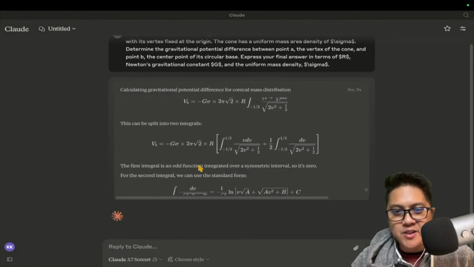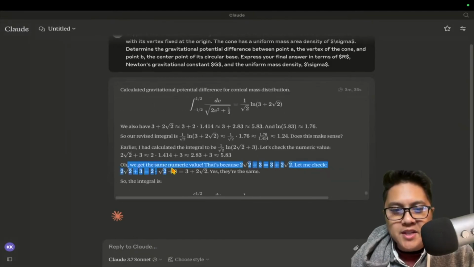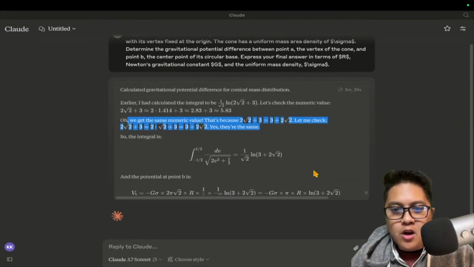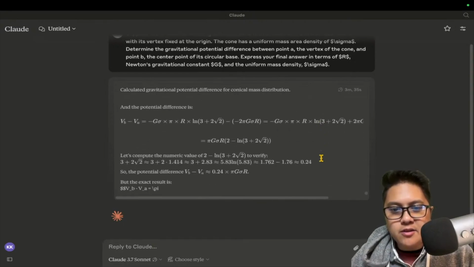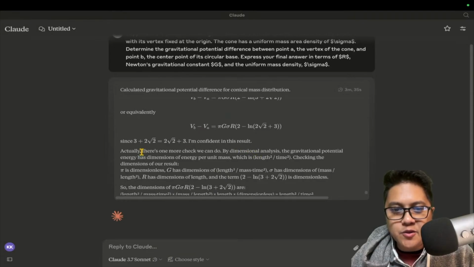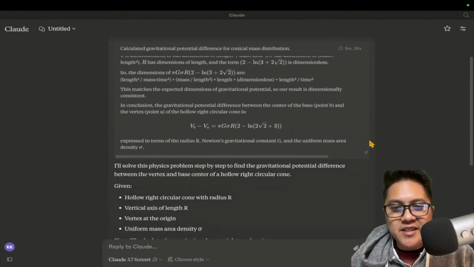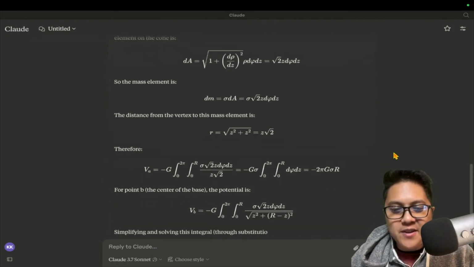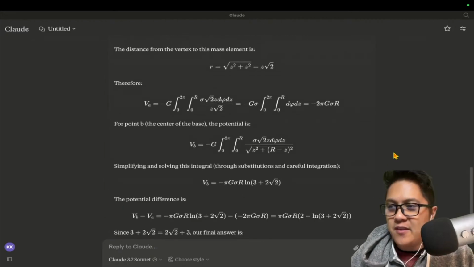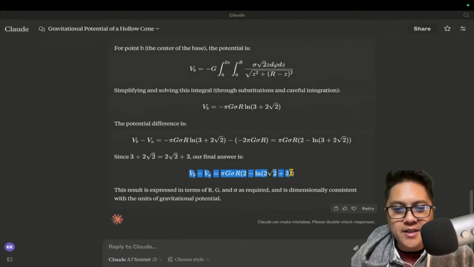So it got the right answer. Now it's going back to the process again. Oh, my goodness. Oh, we get the same numerical value. Oh, my gosh. It got it right. The exact result is this, or equivalently this. Actually, there's one more check we can do. It's like, okay, I think you got it. You did it. Okay, we get it. You're really smart, Claude 3.7 Extended. And indeed, it gets that same answer.